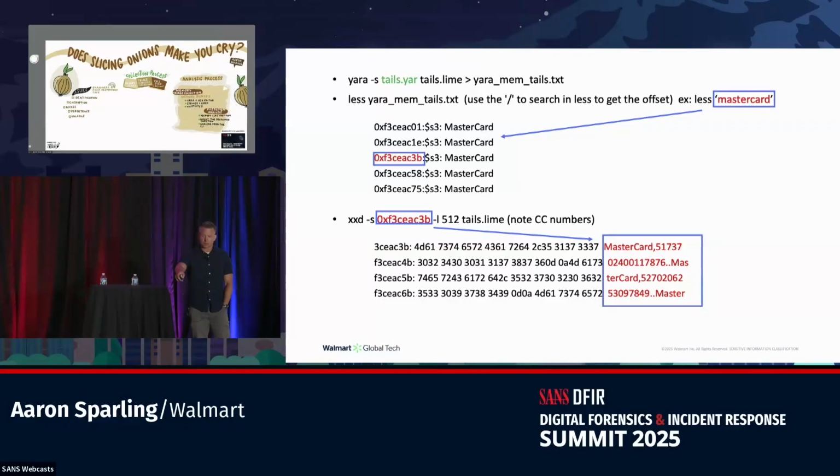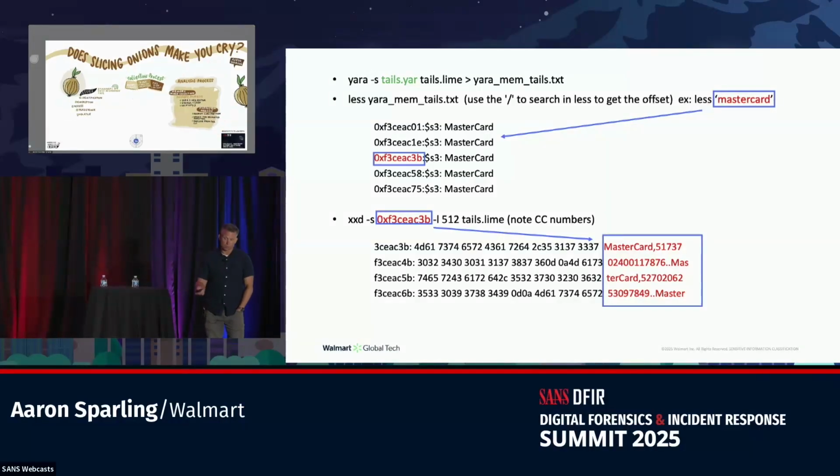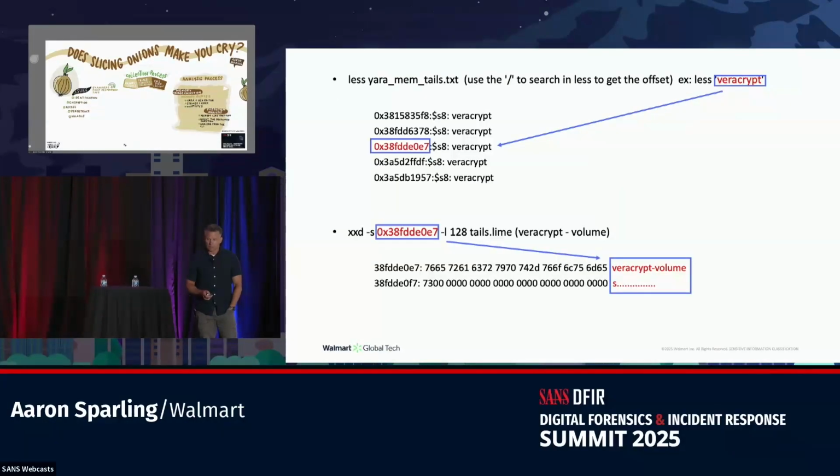I truncated the output because that's definitely not 512 bytes, but you're going to see what looks like MasterCard numbers. Again, fakely generated, not real. So that's a really quick, easy way to start getting to some data with just having memory. Rinse and repeat, doing the same thing.